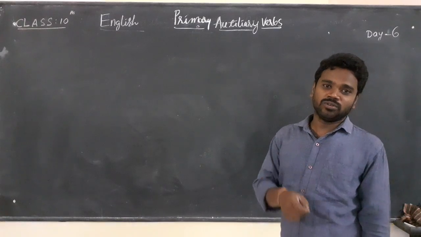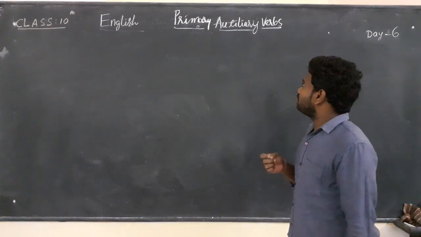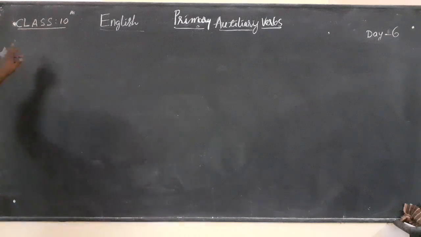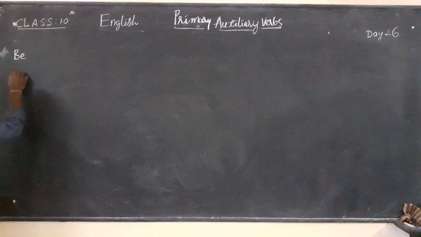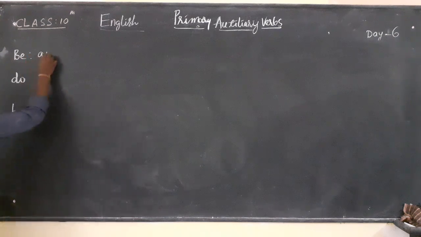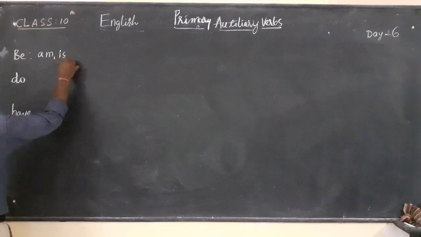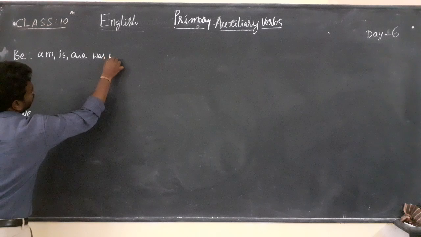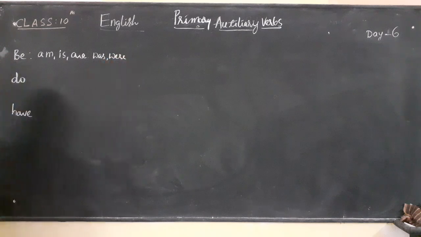As you all know, there are primary auxiliary verbs. What are they? Be forms, do forms, and have forms. As you know, what are the be forms? Am, is, are, and was, were. I already told you. So we can also say the to be forms.